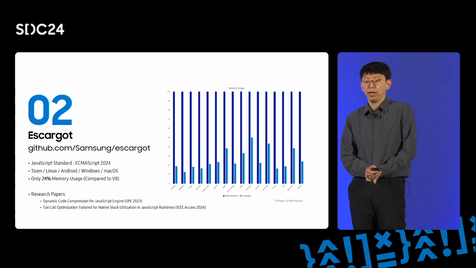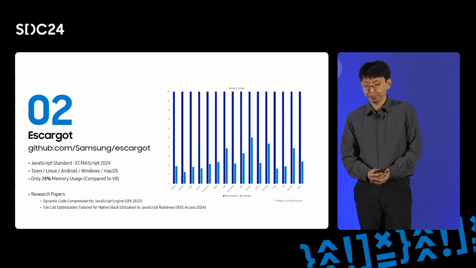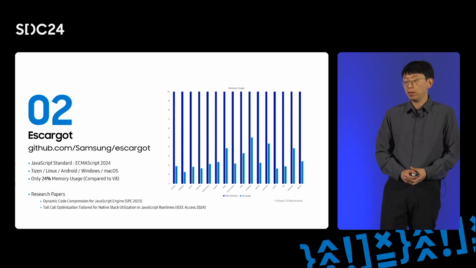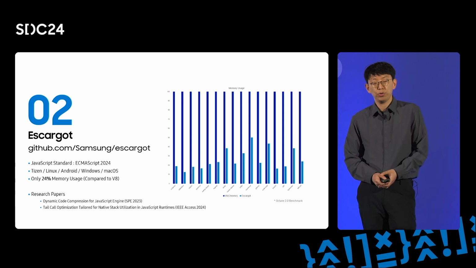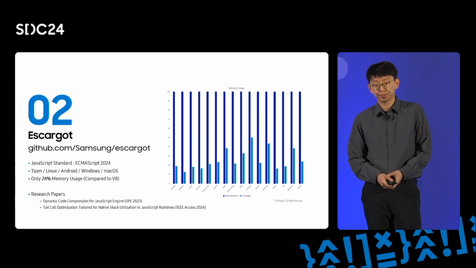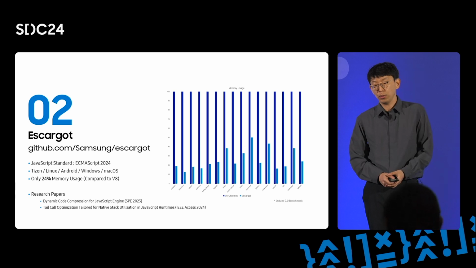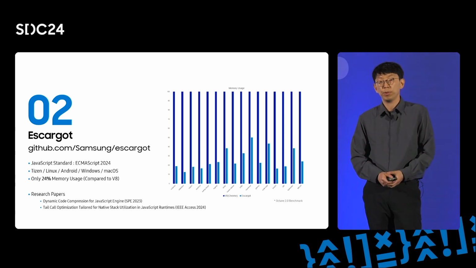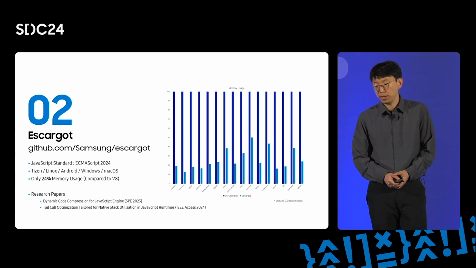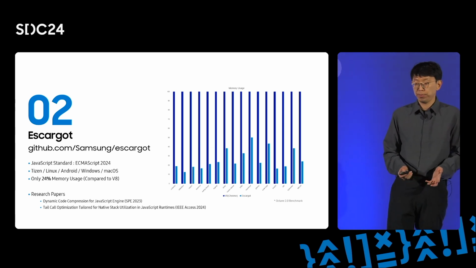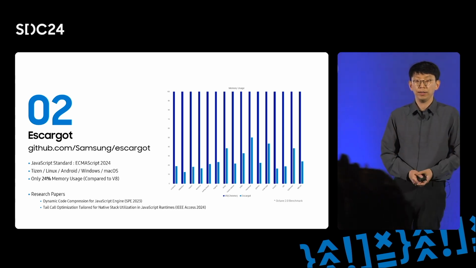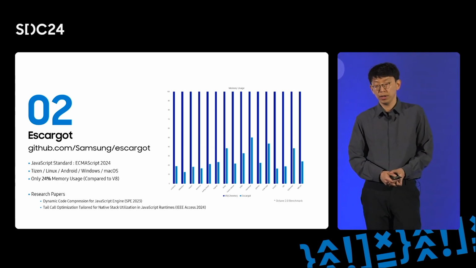Next, let's talk about Escargot, our JavaScript engine. Escargot is being developed as an open source project and is now publicly available on GitHub. It supports the latest JavaScript standard, ECMAScript 2024, which was released this year. Escargot can be used not only on Tizen, but also across various platforms, including Linux, Android, and others. We've continuously applied memory and performance optimizations to Escargot and have even published two research papers on our findings.